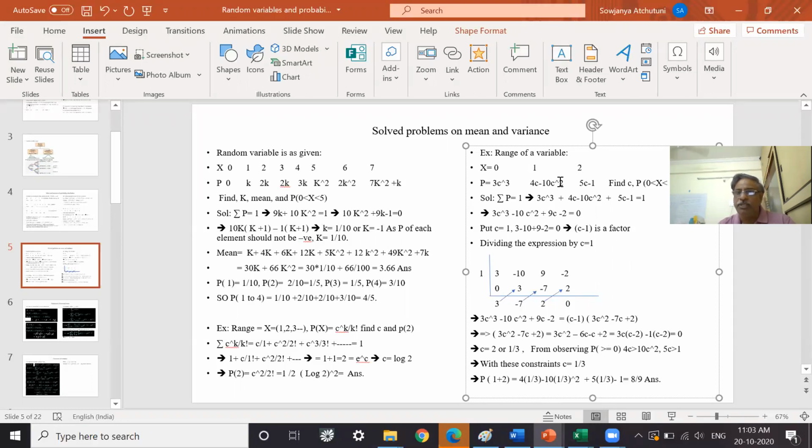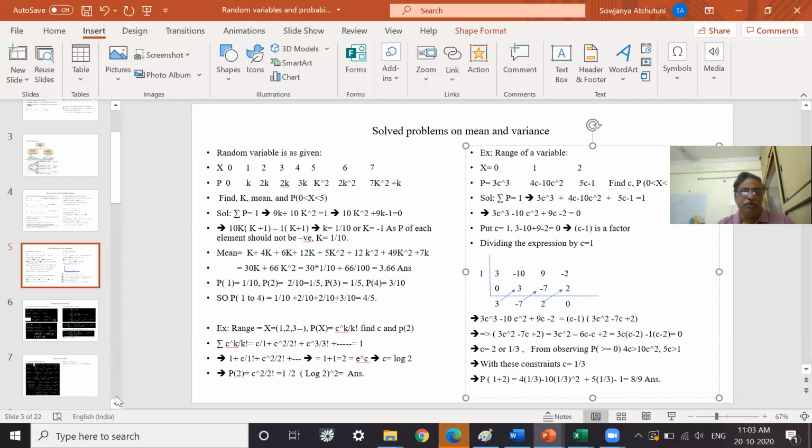P1 is 4C minus 10C square. 2 is 5C minus 1. This is 5C minus 1. This is 4C minus 10C square. So I'm getting 8 by 9 as the answer. So this way, the mean and probabilities can be given.